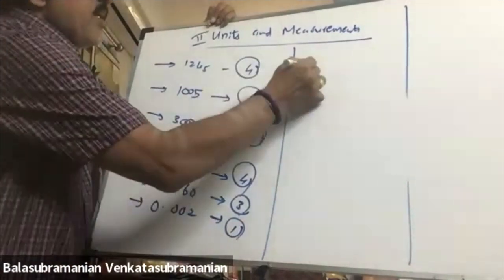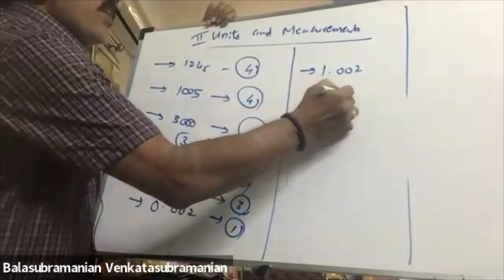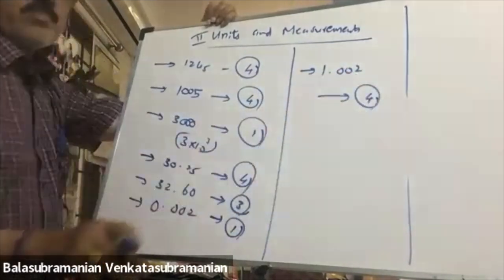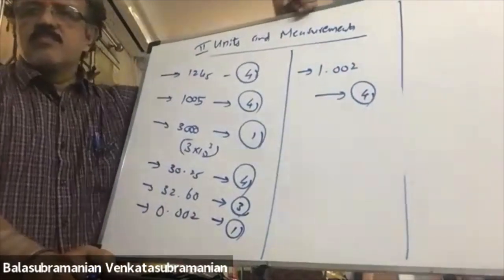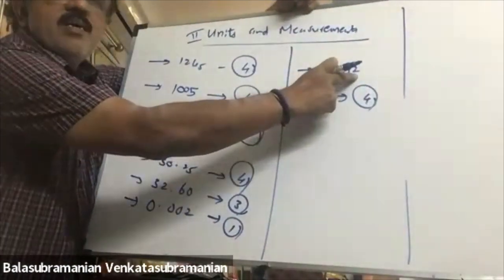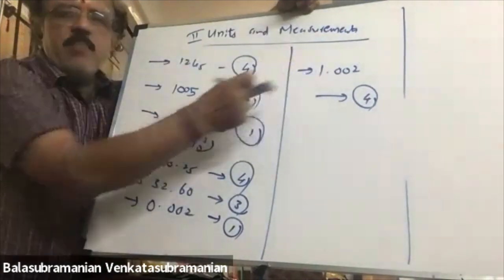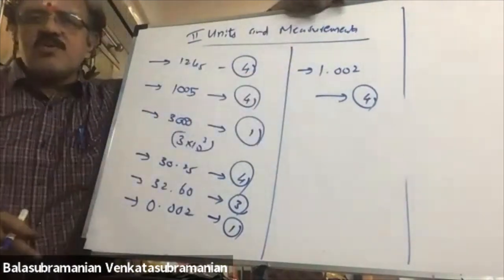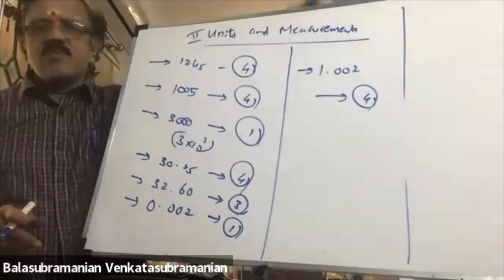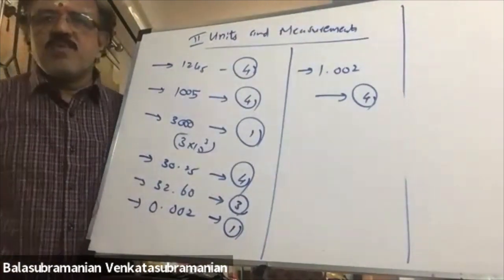Sir, I am writing 1.002, sir. Definitely you have 4. This is a non-zero digit, sir. These two zeros are counted because before the decimal point you have a number. It is not 0. Okay. So this is the concept of significant figures.